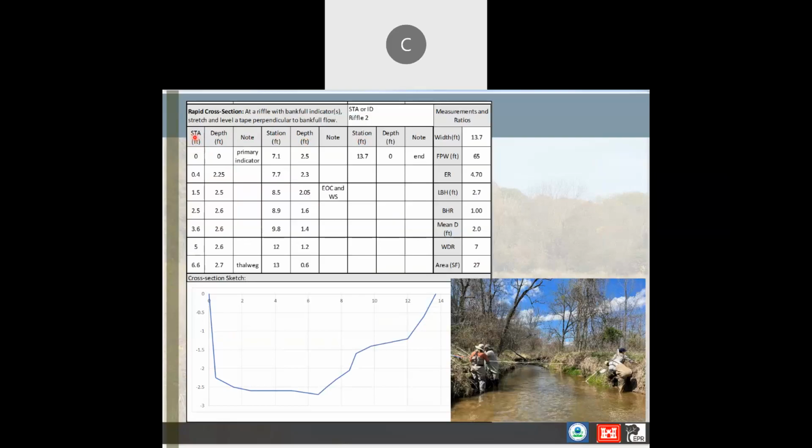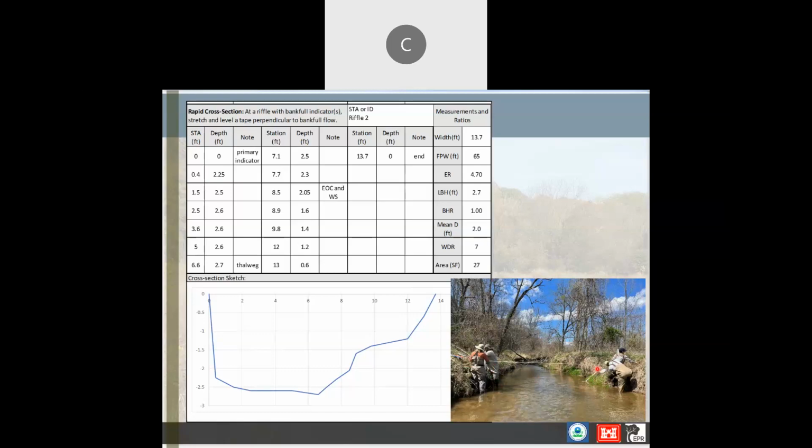You're going to stretch a tape from left to right at the bankful, connecting the bankful indicators. You're going to level the tape by measuring from water surface up to the tape on either side of the channel. That assumes that the water surface is level, and you cannot use that method to level the tape.